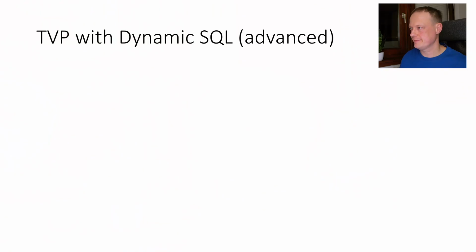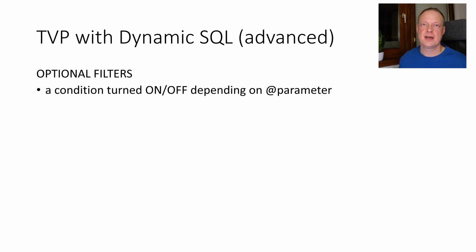So let's go back. Now a bit advanced for the ones who want to know more. Table valued parameters with dynamic SQL. We will solve a situation that I call optional filters. Optional filters is a situation when you have a condition that can be turned on or off. For example, give me person with this ID, or if I don't specify ID, give me all persons. Or give me telephone number with this telephone number, or all numbers if I don't specify this criteria. It's like switching on or off different criteria.